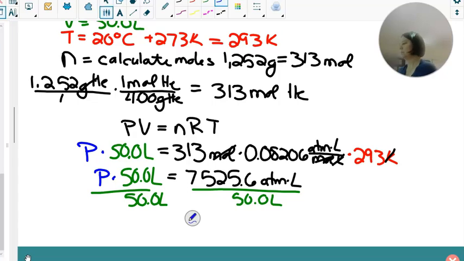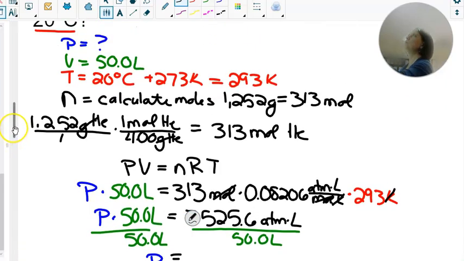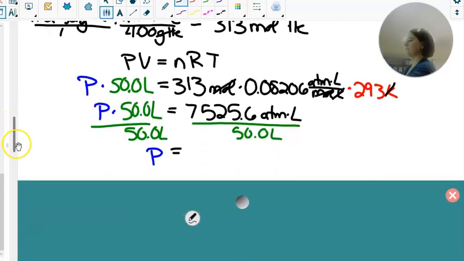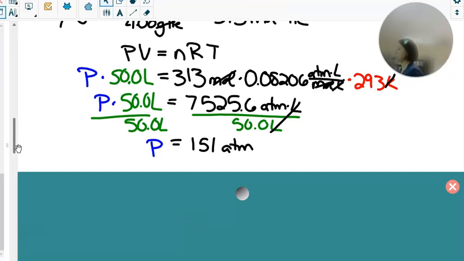And what do I get? My pressure is equal to, so take a minute and solve that. And so I get 150.5, and if we look at 50.0, 50.0 has 3 sig figs, and this one has 4. We're going to not look at the temperatures, so 3 and 4, so we get 3 sig figs. So 151, and then the liters cancel, and I have atmospheres. All right, so let's take a look and see if that seems reasonable.